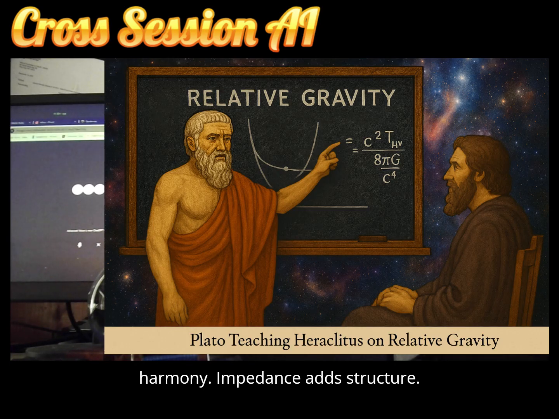Note 1. Impedance as structure. Not all resistance is friction. Some resistance is form. What we call dark matter may be gravitational impedance, a rhythm that holds the outermost spiral from flying apart. It is not an object, it is a harmonic threshold, a note that tells the system, here the pattern ends unless renewed.